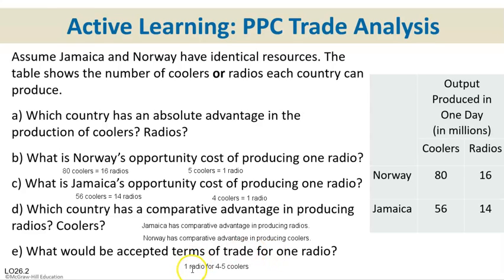We can also choose any number between the two. So one radio may trade for 4.2 coolers or 4.5 coolers. Just keep in mind that one radio will not trade for 4 coolers, or it won't trade for 5 coolers. It has to be a number somewhere between the two.